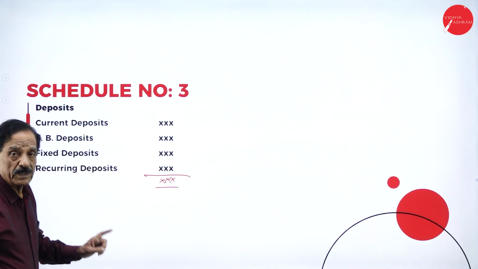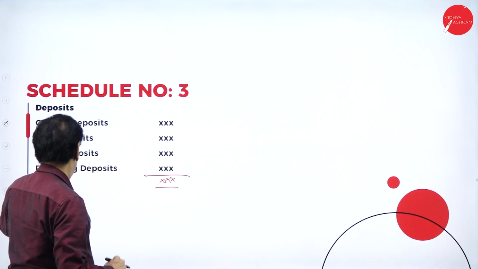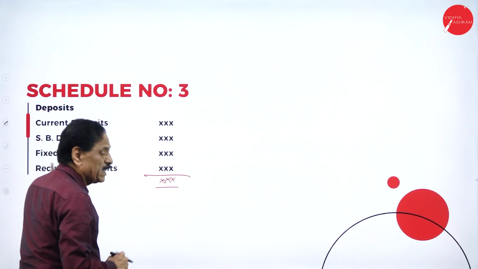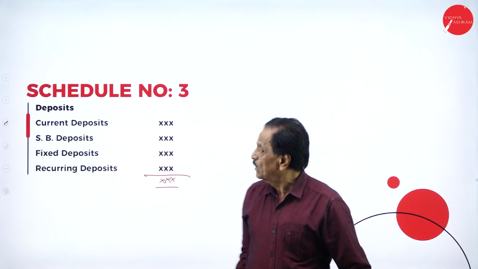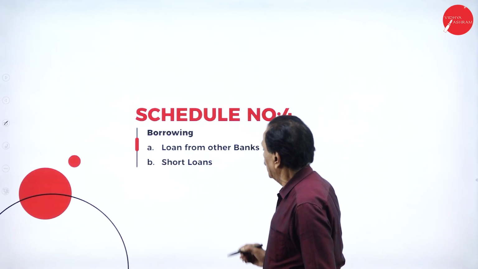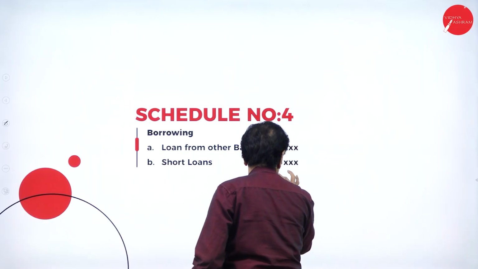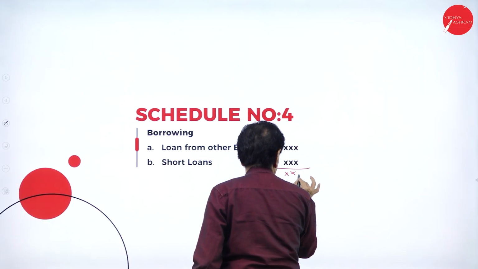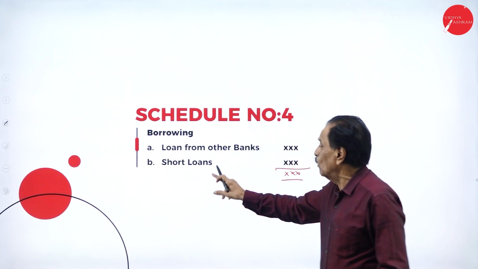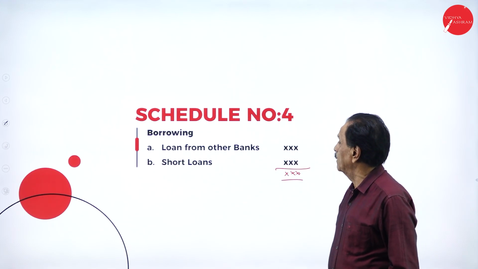So which are the deposits? Current deposit, SB deposit, fixed deposit, recurring deposit, total. Schedule number 3. Schedule number 4, borrowings: loans from other banks, short-term loans, total. Which are the loans from other banks, short loans? This goes to schedule number 4.